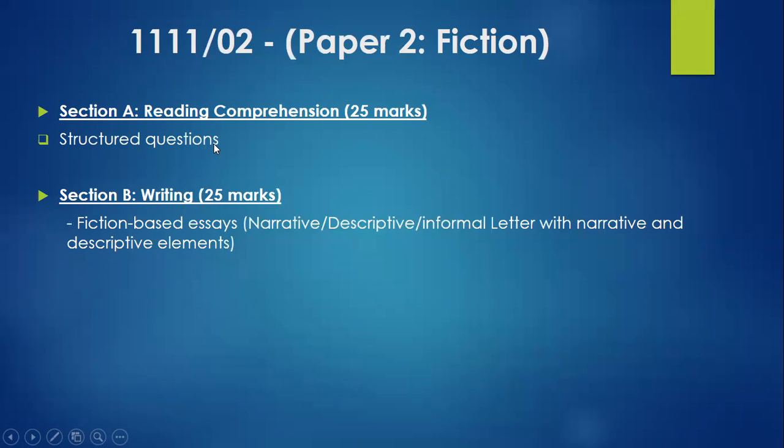So in paper 2, as mentioned earlier, section A, you will have a reading comprehension, and the marks allocated would be 25 marks, and you will be asked structured questions. And then in section B, where you will need to write an essay, the marks allocated are also 25, and you will be asked fiction-based essays, for example, a narrative perhaps, or descriptive or informal writing, informal letter with narrative and descriptive elements.